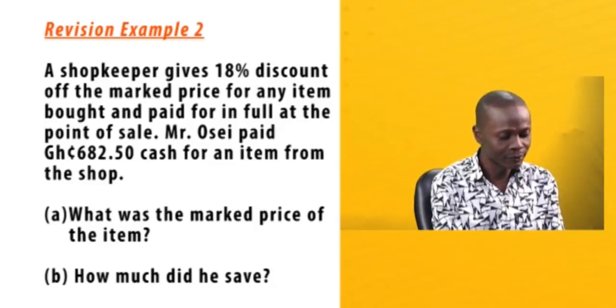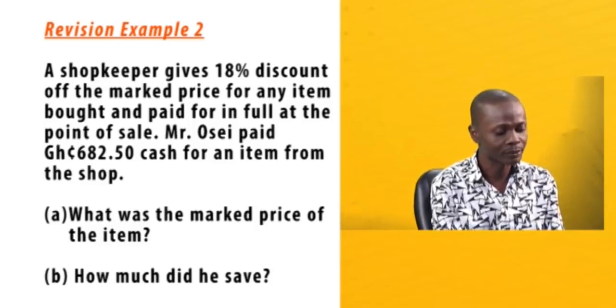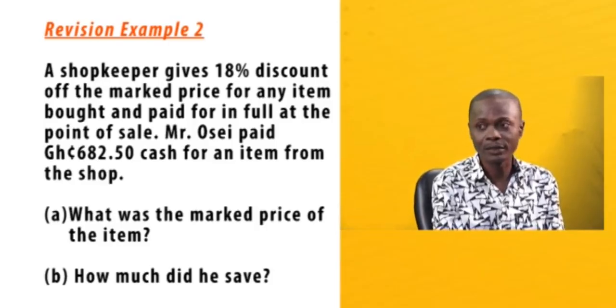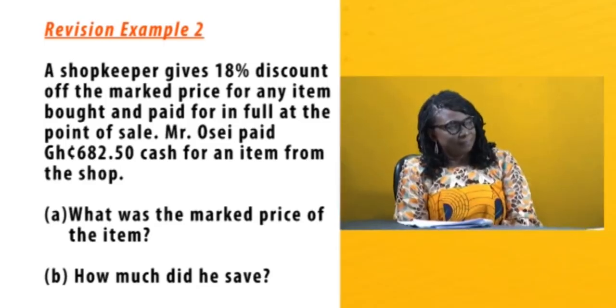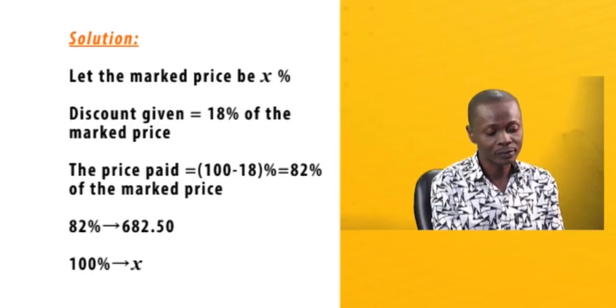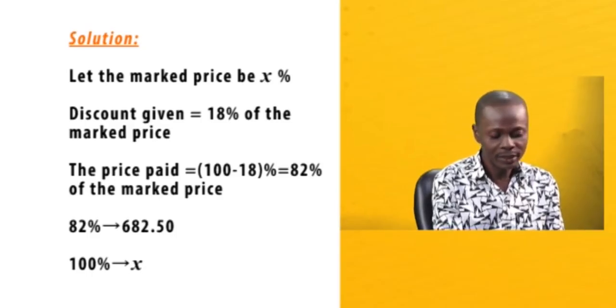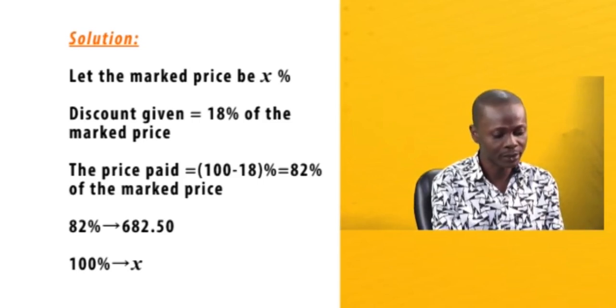The question didn't give us the marked price, the actual cost of the item. But fortunately, the question gave us the percentage discount. So since we don't know the marked price, we let the marked price be equal to X. We always relate the marked price to 100% because that's the original price.